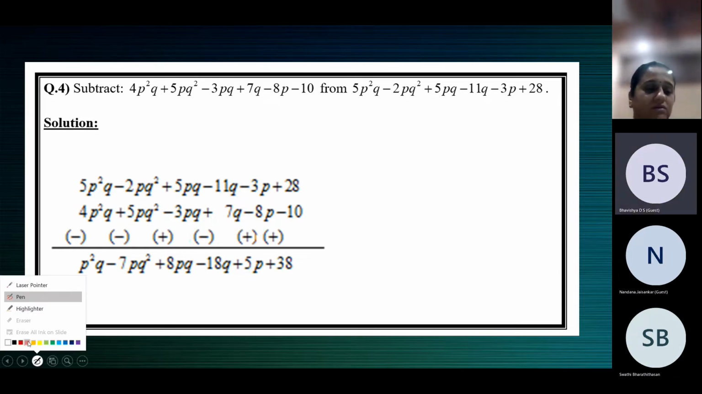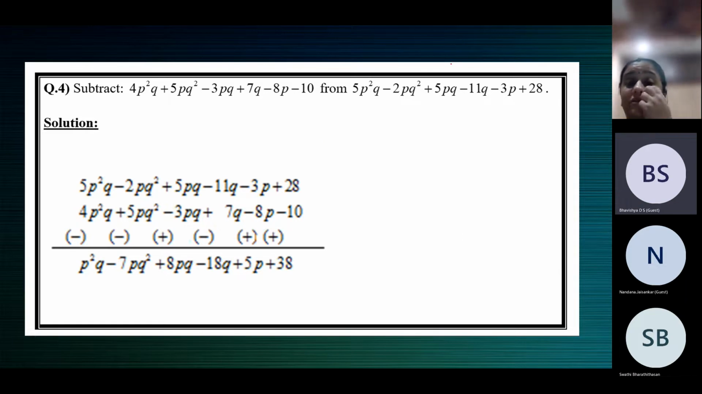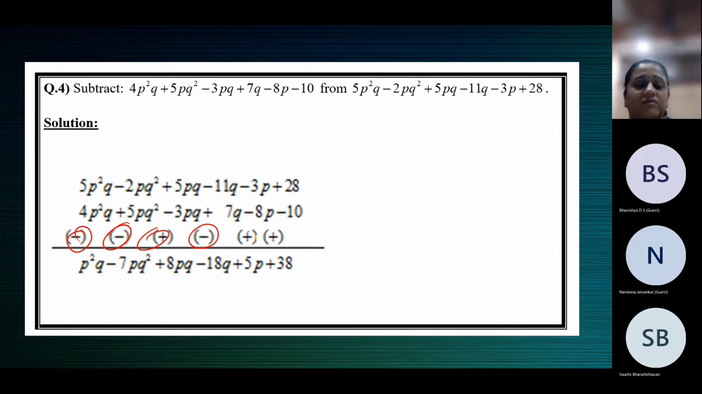Ma'am, I haven't written those symbols like that. Swati and Bhavishya, when it is subtraction, you must change the signs like this. You must show this. This is very important. Oh, you directly change the signs, is it? Yes, ma'am. Some teachers also do that. If you have learned it like that from your teacher, fine.